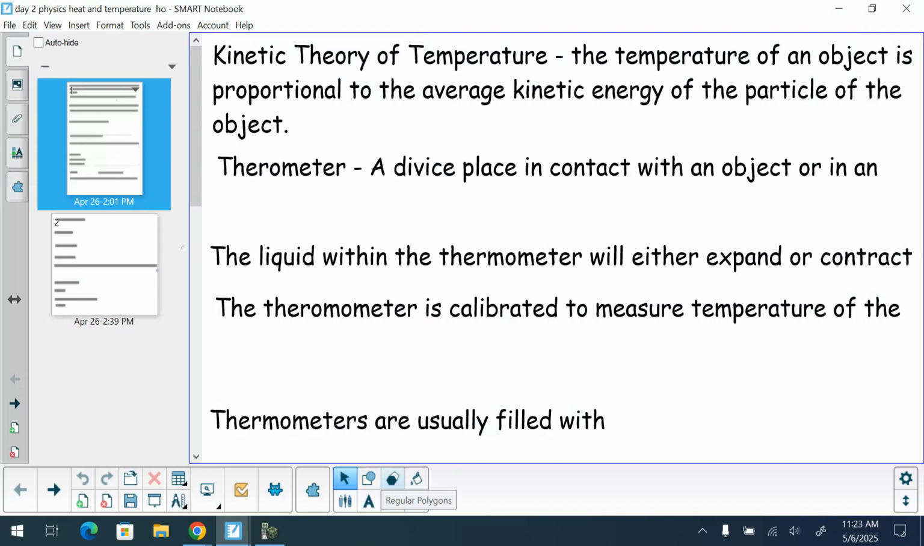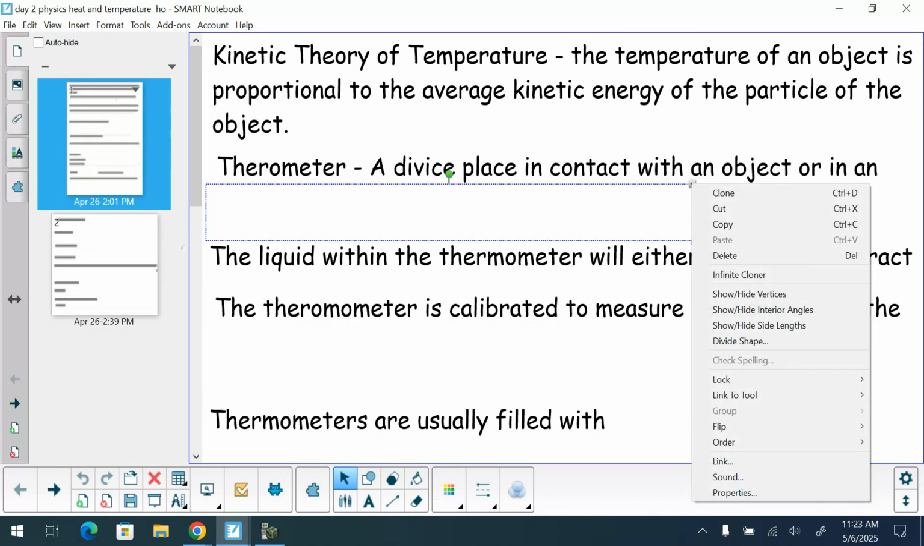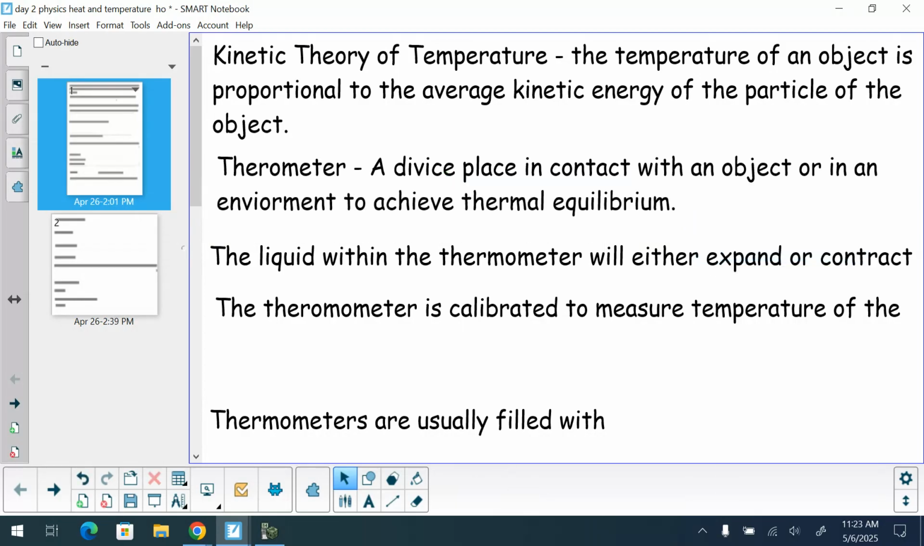Once again, the kinetic theory. The temperature of the object is proportional to the average kinetic energy of the particles of the object. So that's how you look at the idea of temperature: you can also look at the average kinetic energy of all the particles that are there. A thermometer is a device that's placed in contact with an object to achieve thermal equilibrium.